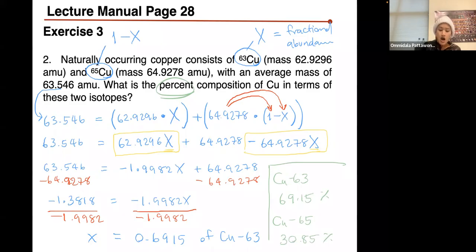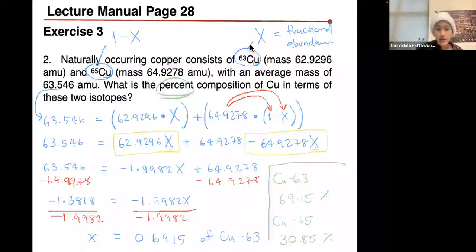Okay, so either way, whatever you do, you need to make sure that these two add up to 100. After you replace x here, the two fractional abundances need to add up to 1. Okay, so that's how you check your answer.